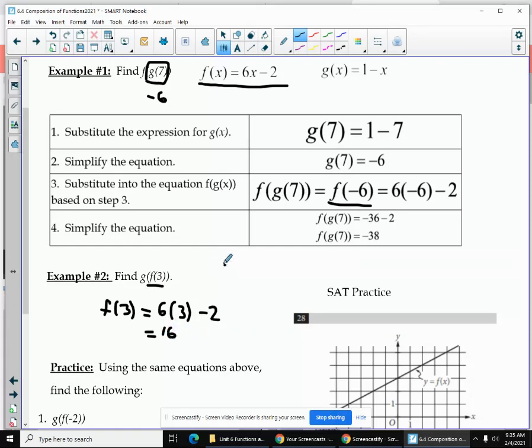So in other words, I just found that f of 3 is equal to 16. Okay, so now I can erase this and write 16 over here. So now I have a new function, and now I have g of 16. So how do you evaluate g of 16? Okay, you will use this equation, g of x. So this will be 1 minus 16, and 1 minus 16 is negative 15. So your final answer to this question is equal to negative 15.